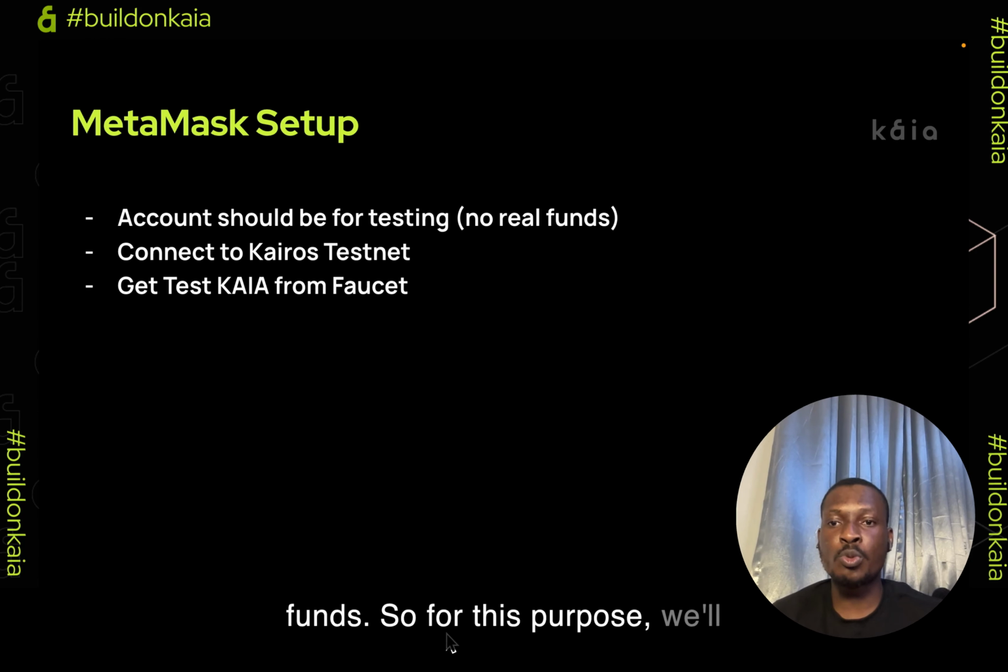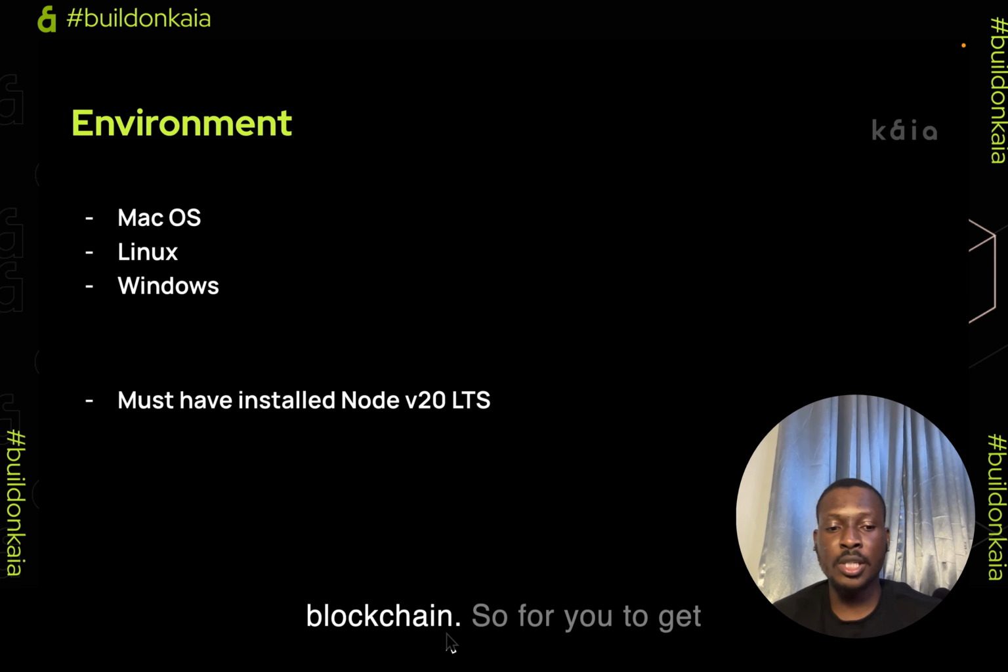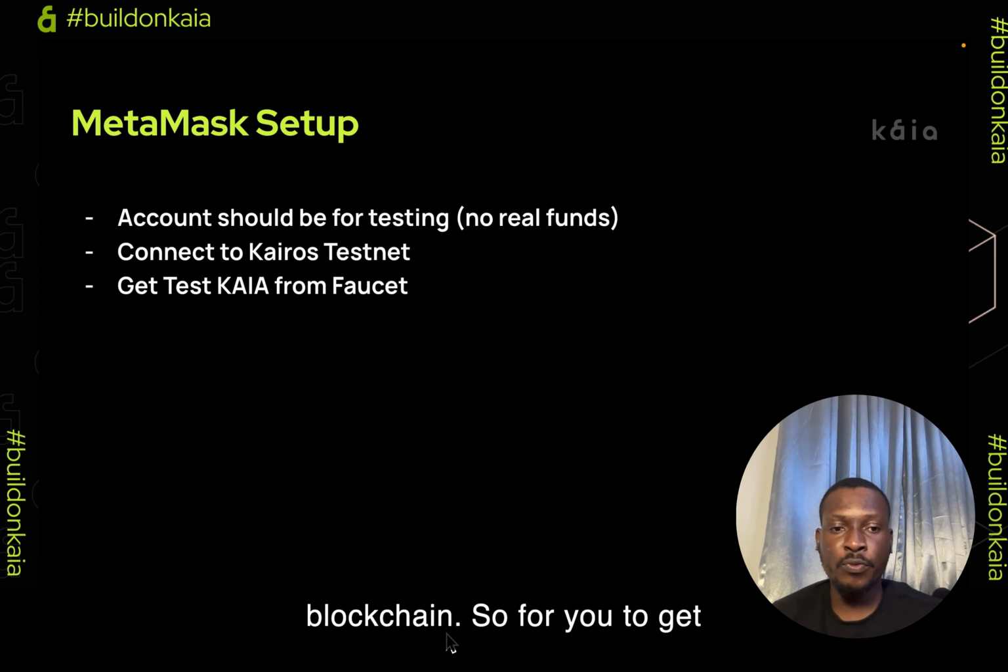And so for this purpose, we'll be connecting to the Kairos testnet, which is a simulation of the mainnet basically. And also you need test KAIA, which is the native token of the Kaia blockchain, right? So for you to get this, you have to visit the faucet. The link is in the description.